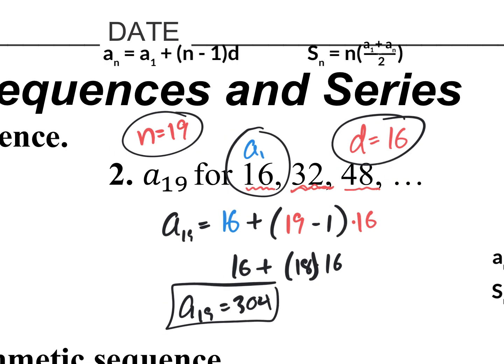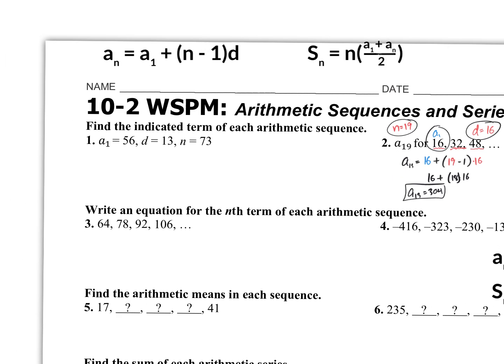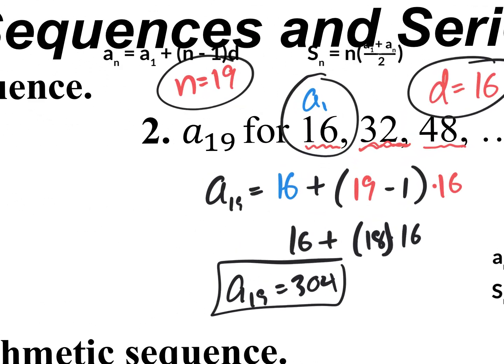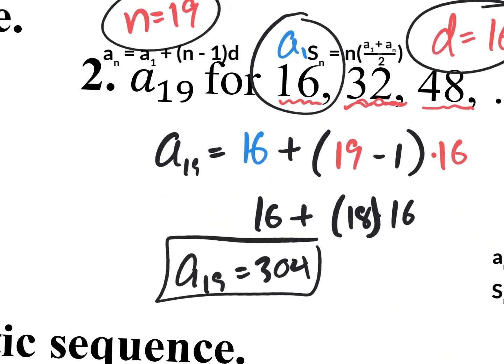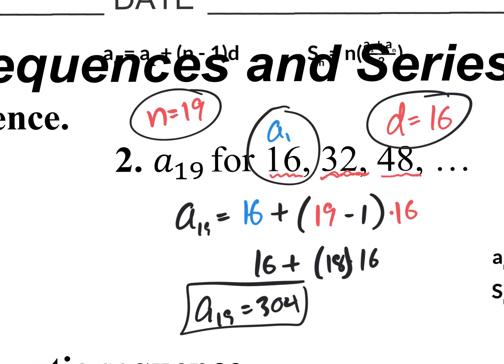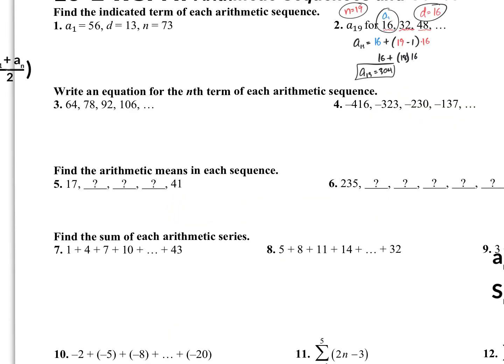But anyways, yeah, the instructions here say find the indicated term, find the a sub 19th term, and a sub 19 is 304. Let's move on to question number 4. What do the instructions say for question number 4? It says write an equation for the nth term of each arithmetic sequence.